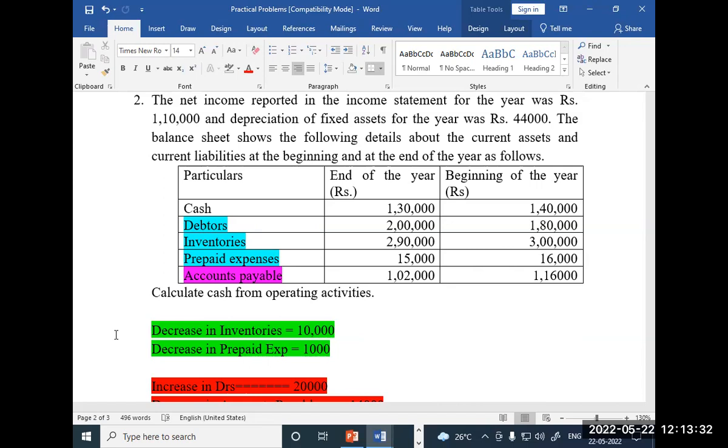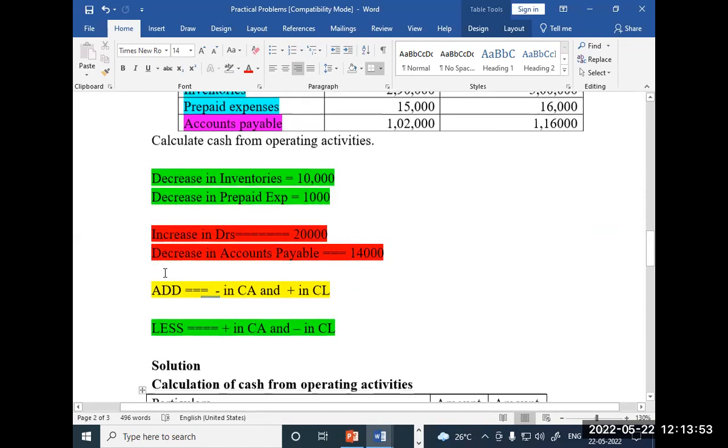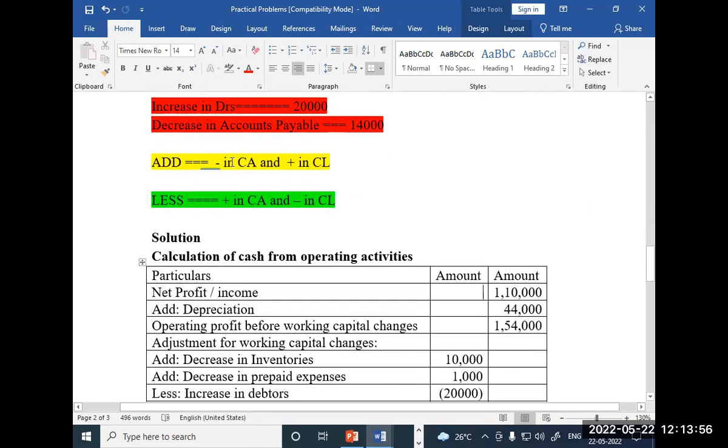Remaining current assets. Debtor: end of the year is 2 lakh, beginning of the year is 1,80,000. Is it increased or decreased? Increased by 20,000. So what should you do? Increase in current asset should be minused. Minus in current asset to be added, plus in current liability to be added. If there is an increase in current asset, that needs to be reduced. What's the logic? If debtor is increasing, our money is there with the debtor. We have not recovered it still. So we have to minus it.